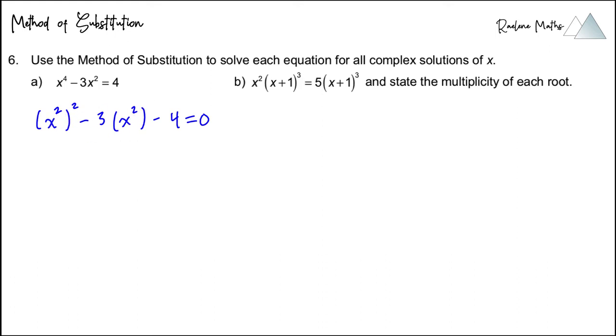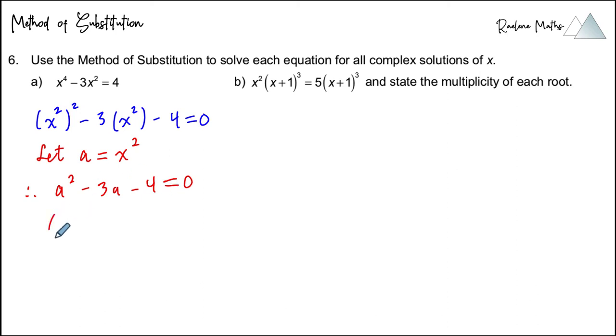Now I recognize that the x squared occurs twice, so I'm going to let another variable, maybe a, as long as I use a different letter, represent x squared. So my equation now says a squared minus 3 times a minus 4 is equal to 0. This is a quadratic equation in the variable of a, whereas the original polynomial equation was a quartic equation, degree 4, in the variable of x.